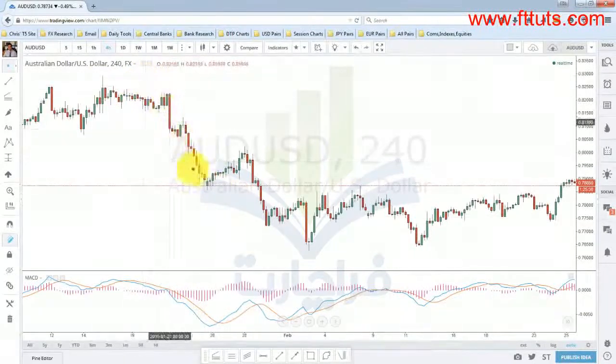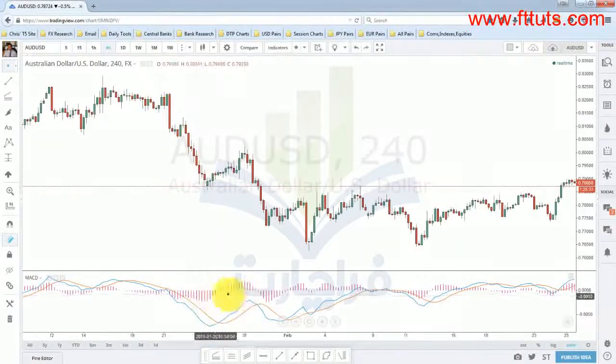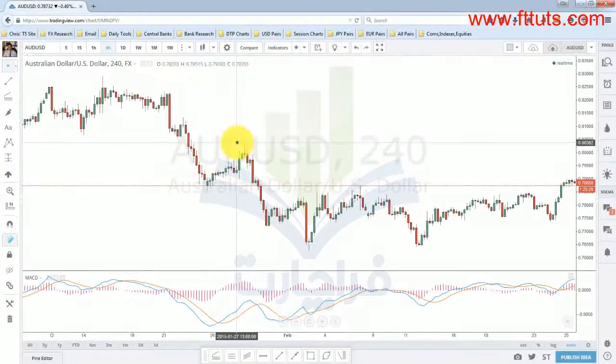The other thing is we're looking at this downside move. The MACD is below the zero line here, so that gives us a downside bias from this 4-hour level. And when we're seeing a pullback without divergence, that gives us a probability of continued downside.